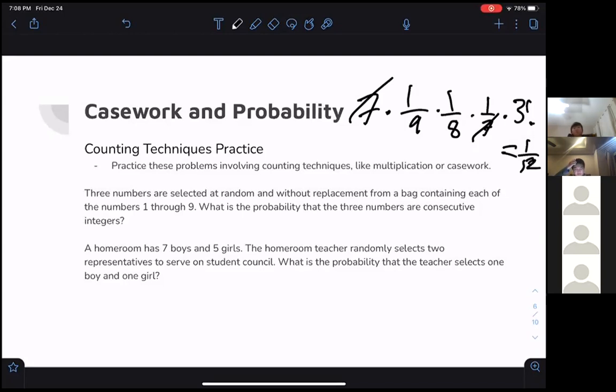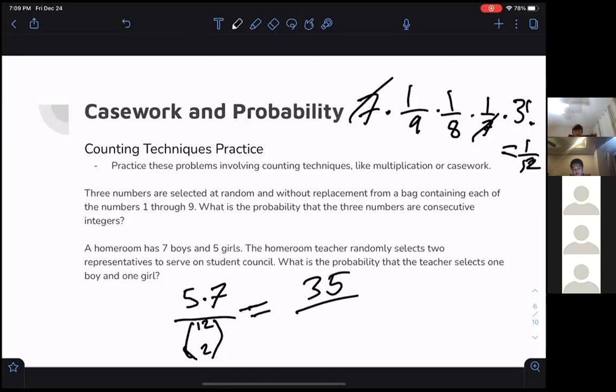For the second one, homeroom has 7 boys, 5 girls. The homeroom teacher randomly selects 2 to serve on student council. What's the probability 1 boy and 1 girl are selected? Okay. So for our denominator, let's just treat it as choosing 2 people. How many different pairs can we choose? That's just 12 choose 2. We don't care about swapping within the pair. And how many ways can we choose a boy and a girl? Well, 5 choices for the girl, 7 for the boy. That makes a pair. So this is 35 over 12 times 11 over 2, which is 35 over 66.